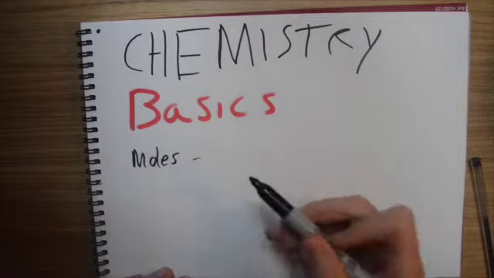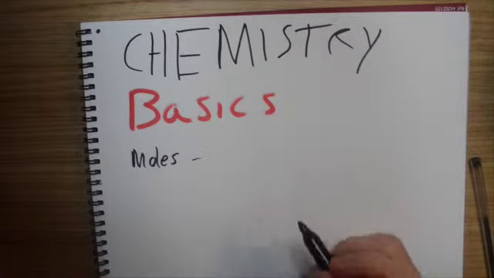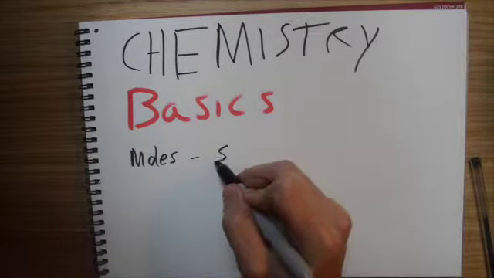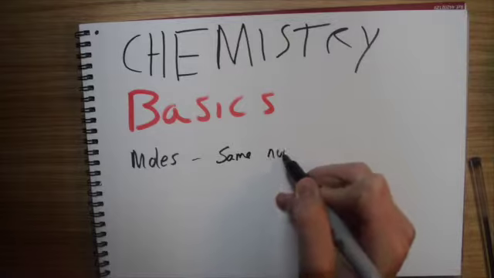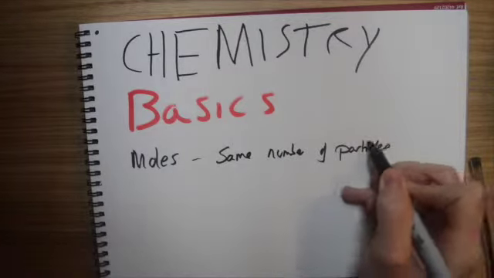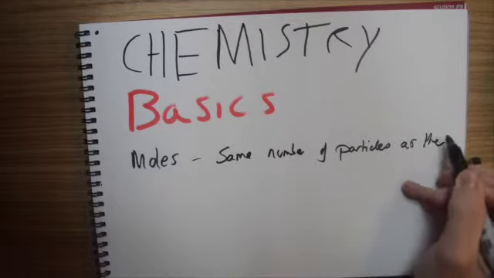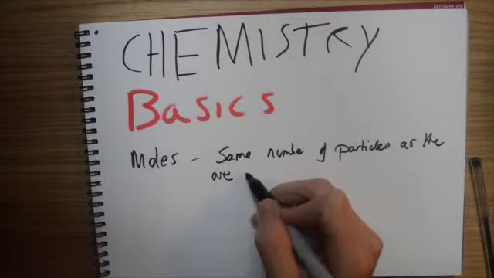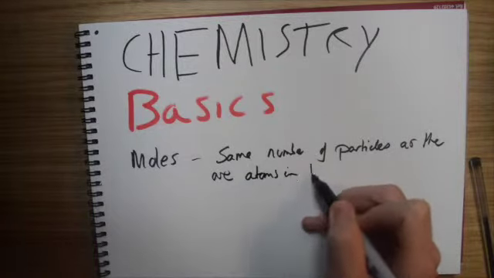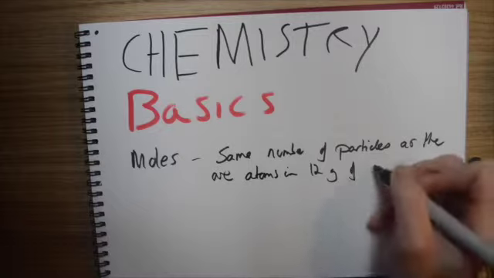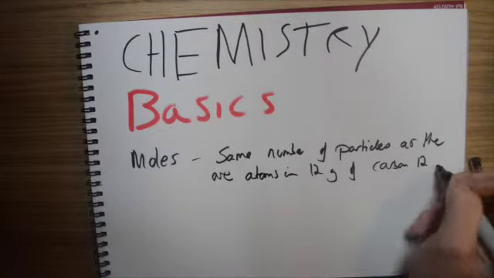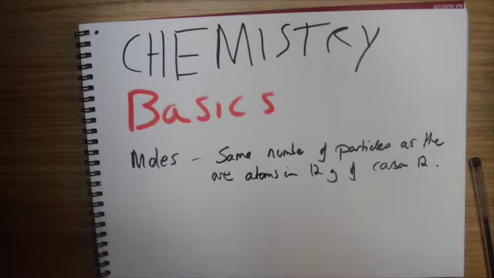So first I'm going to define mole in words. A mole is the same number of particles as there are atoms in 12 grams of the isotope carbon-12. Now I'll explain this.